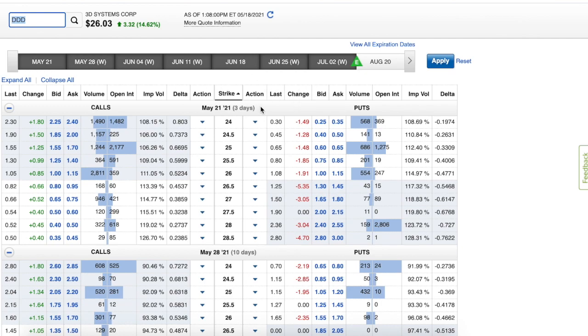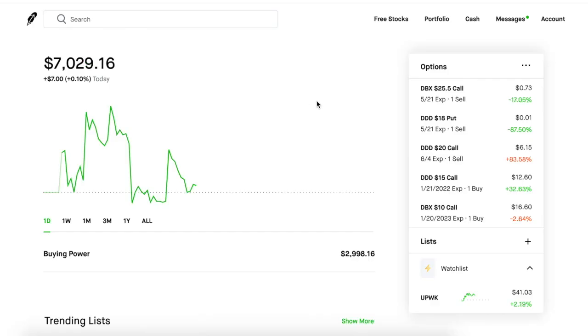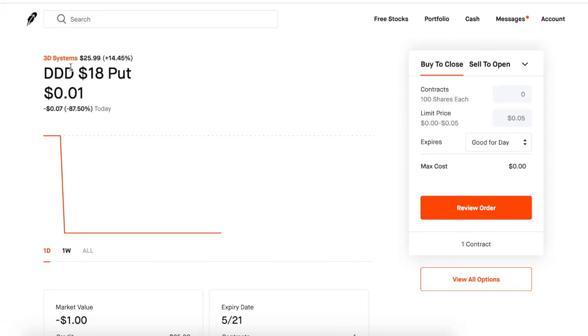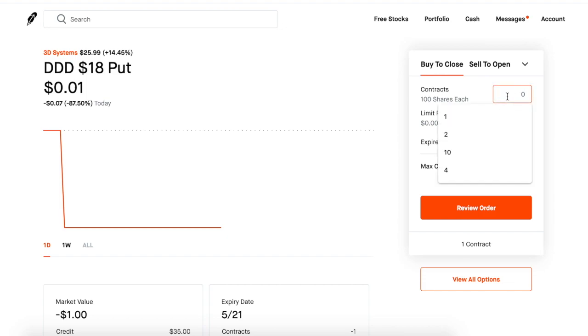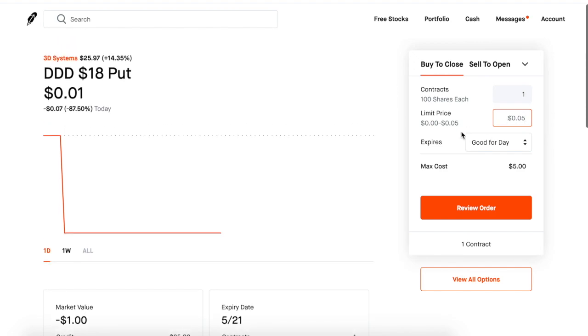Okay, I don't have any open positions or open contracts in my Fidelity account, but just to show you what closing a contract looks like. So here's a 3D Systems cash secured put that I sold. Again, I sold this to open. I received a credit at the onset, and so now I'm going to have to buy to close, do my one contract, and since I'm paying this out, it is going to be a debit to my account. So 5 cents.